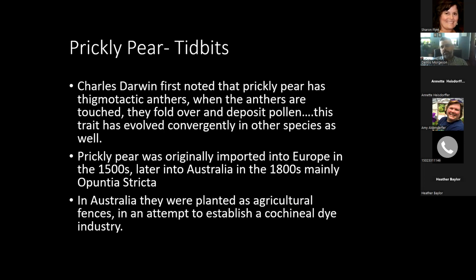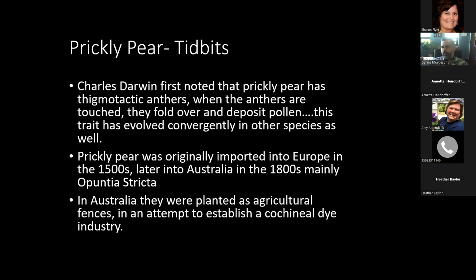Charles Darwin first noted that prickly pear has thigmotactic anthers, which just means that whenever something touches them, the anthers fold over and deposit pollen. If you think about why this would be effective, if you've got a bee in there and it automatically releases pollen and covers that bee, then it's going to spread that pollen more readily.